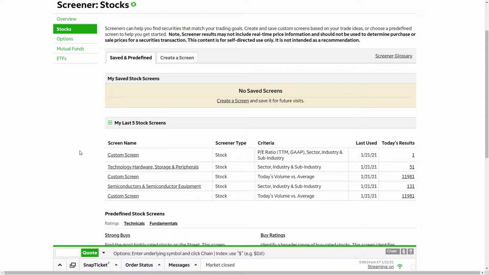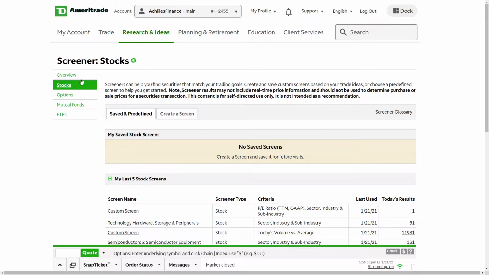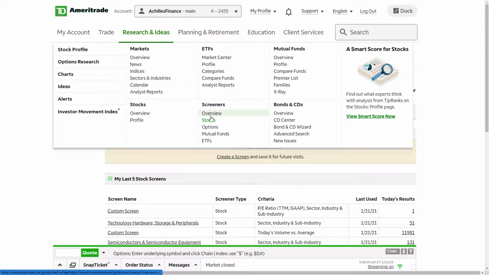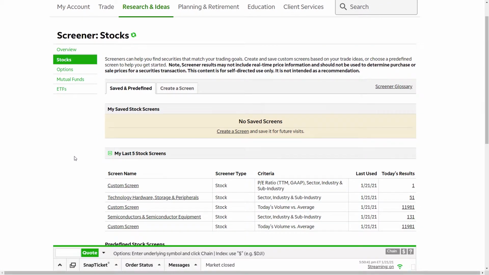I want to talk about how you can go about finding stocks that actually have a lot of potential based on fundamental analysis or technical analysis. So a key item that I use a lot on TD Ameritrade is the stock screeners. You can see that information here. If you click on stocks, it'll take you to the page that I am currently on.